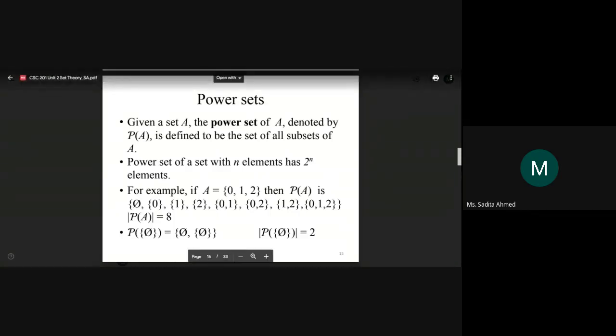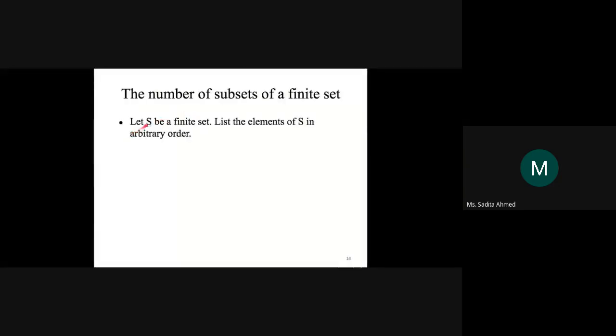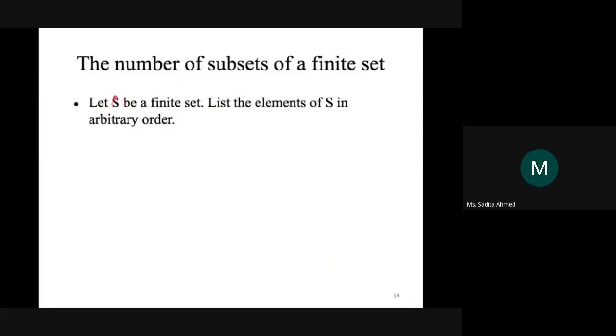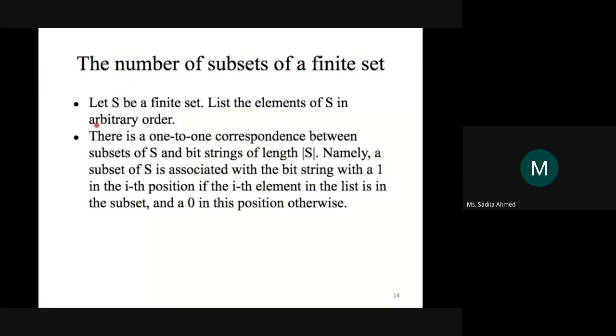So here we have a finite set S. Let's say S has a number of elements, okay? There is a one-to-one correspondence between the total number of subsets of S and the total number of bit strings which have a length equivalent to the size of S. That is, the number of elements in S is equivalent to the length of the bit string.